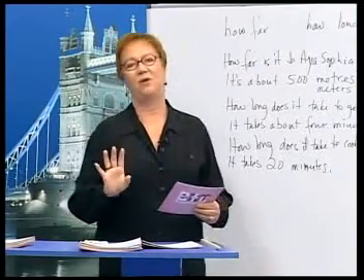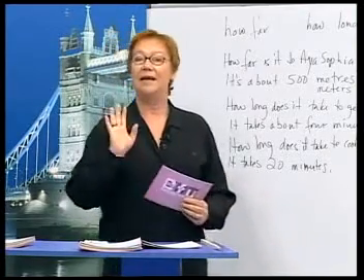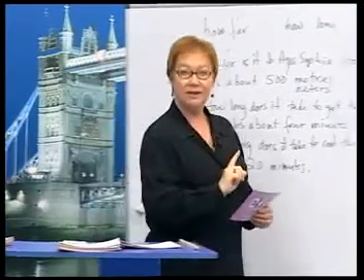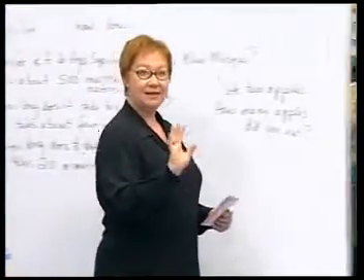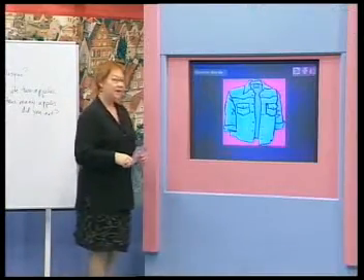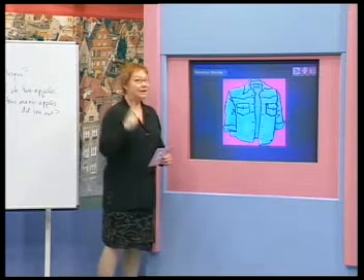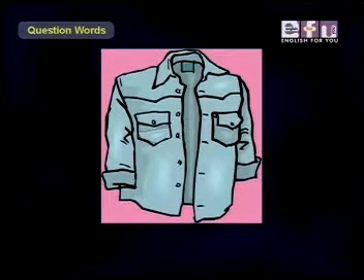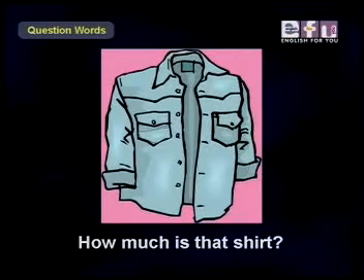Isabel has 5 coins. Okay, now we're going to look at the screen and I'm going to ask the assistants to ask questions about each picture. Now, you also can think of questions for these pictures. Now, let's start with Ali. How much is that shirt? Good. How much is that shirt?